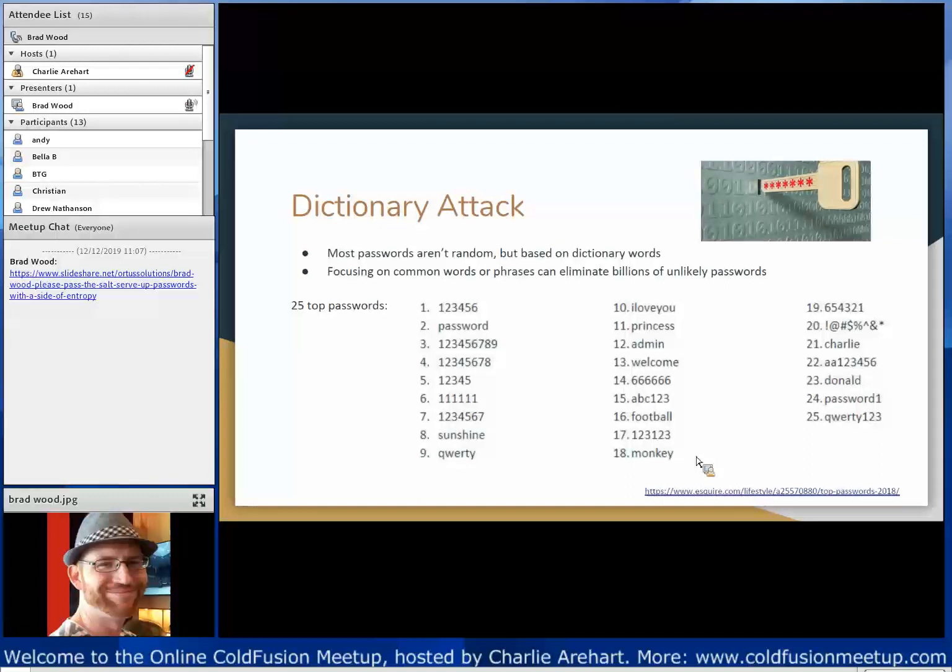But hackers, they know this, right? They study this. So if you're going to create a lookup table of all the possible MD5 hashes, you know what they start with? They start with lists like this. They start with the dictionary.